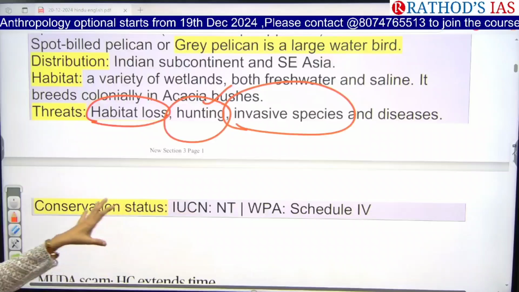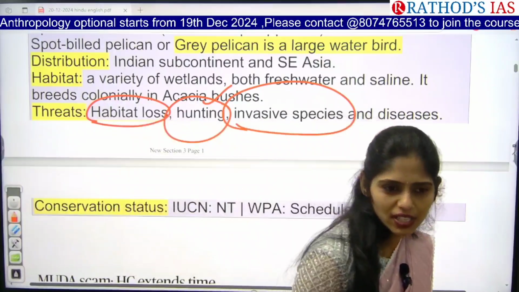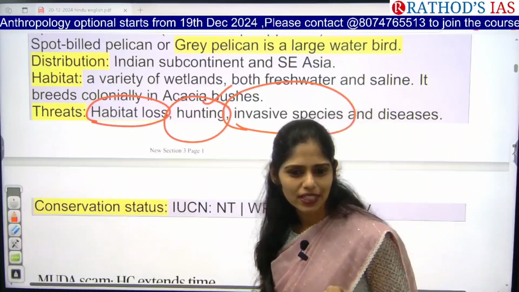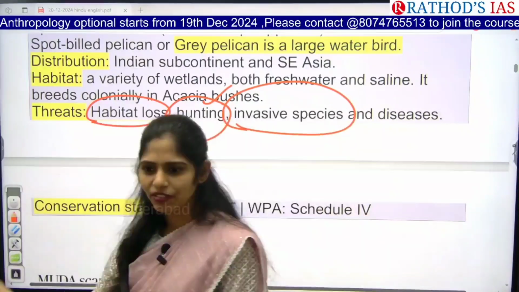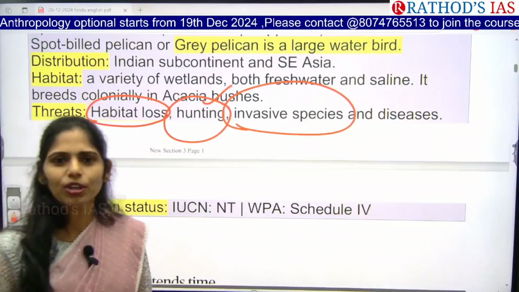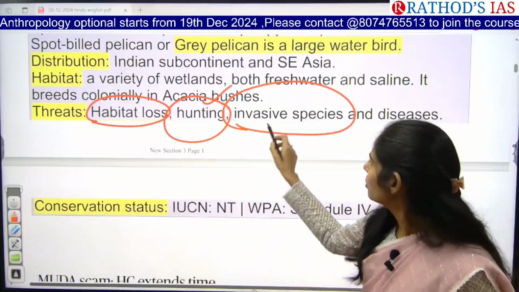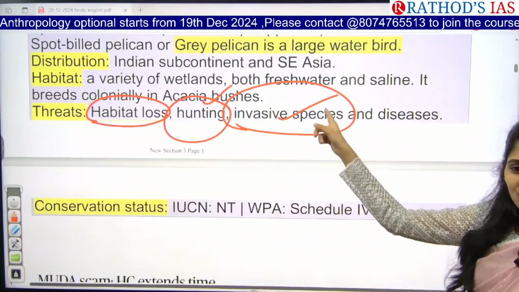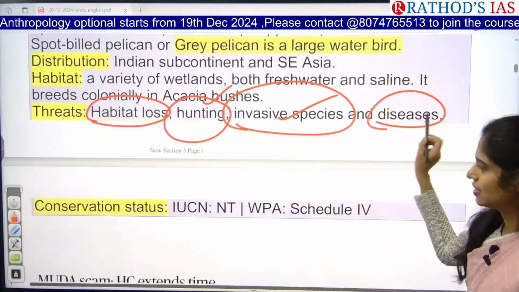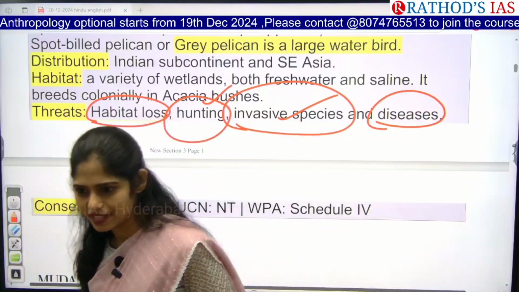Okay. So in the same way here, whenever we introduce any animal which is not from the original habitat, what happens? There will be no competitors. There will be no animal feeding on it. So there will be rapid growth of that species. Because of that, it will be a threat to the native species. So because of invasive species also, harm is caused to this spot-billed pelican, and even diseases, for example avian influenza, which causes diseases in birds.